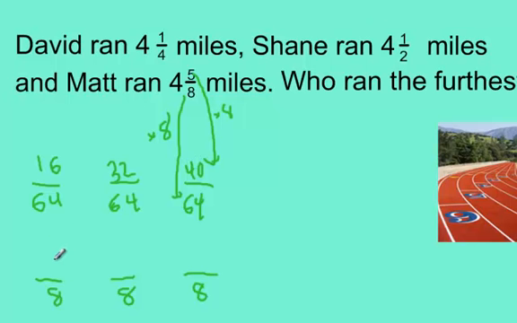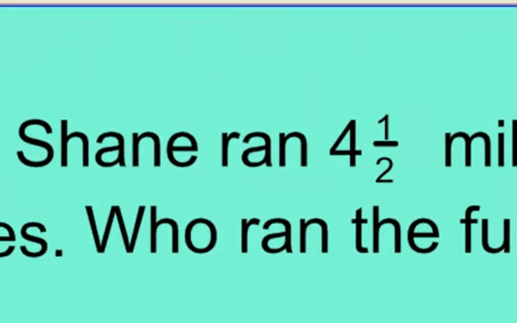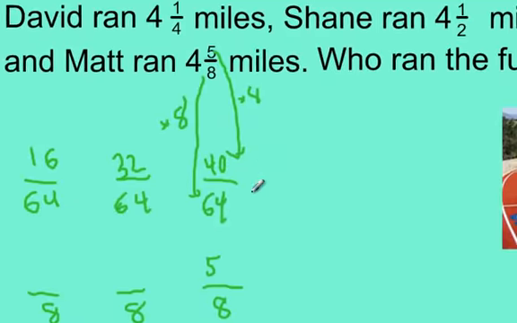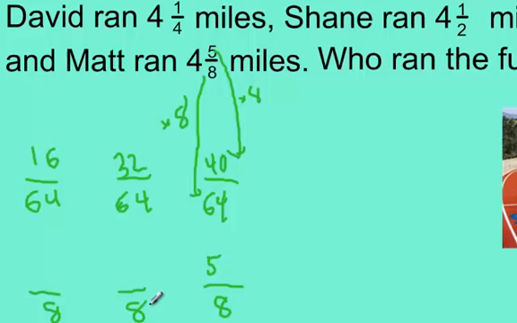If I used eighths, well, I could leave Matt's the same. I could say that's 5/8. Shane ran 4 1/2, so I could say 2 times 4 is 8. So I'm going to multiply my numerator times 4. So 1 times 4 is 4. And then I do the same thing. My denominator here is 4, so I multiply by 2. And the numerator is going to be 2. And again, you can still see 2/8, 4/8, 5/8. Matt still ran the farthest. You're going to get the same answer either way. Alright.